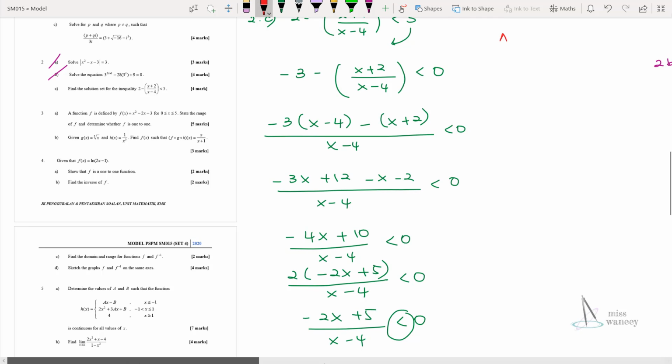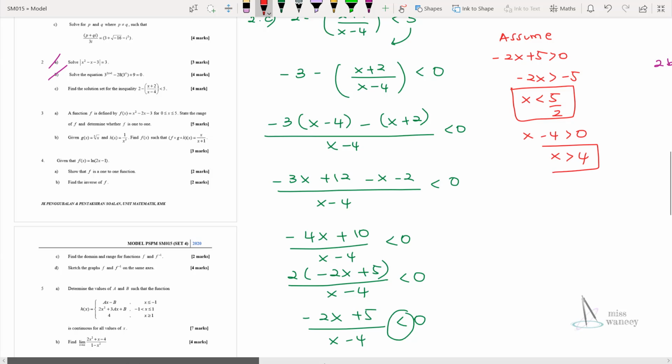Okay, so now this is the assumed part. So I'm going to take my numerator, so negative 2x plus 5 greater than 0. So negative 2x greater than negative 5, x will be less than 5 over 2. Right, so this is for the numerator. The denominator, x minus 4 greater than 0, x will be greater than 4. So I have 2 lines over here. Okay, so 5 over 2 and 4. So the first one is to the left, another one is to the right hand side.